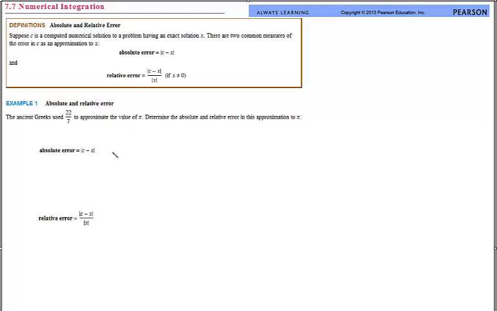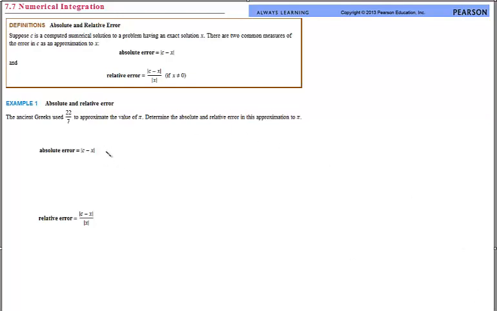When we're doing this, we will get errors. These errors are either an absolute error or a relative error, and we are going to calculate the values for each of those in relationship to pi. The ancient Greeks used 22/7 as their approximate value of pi, and we're going to figure out what the error on this is.